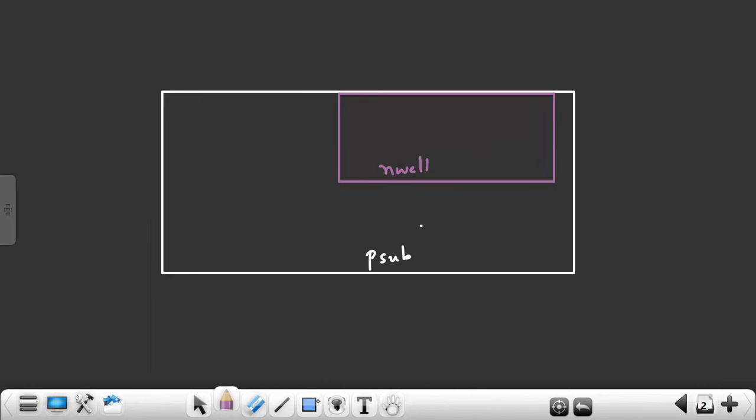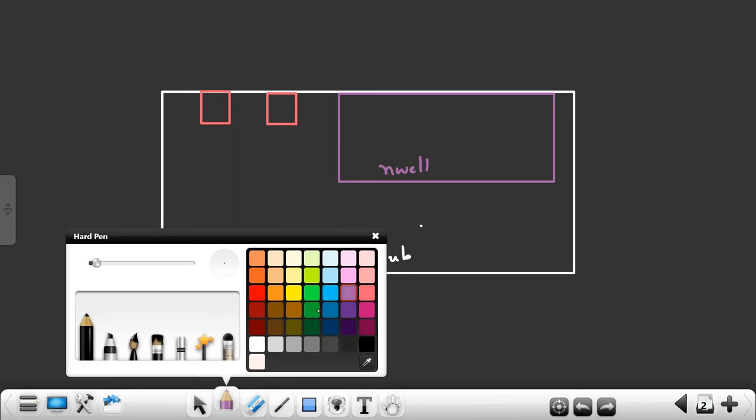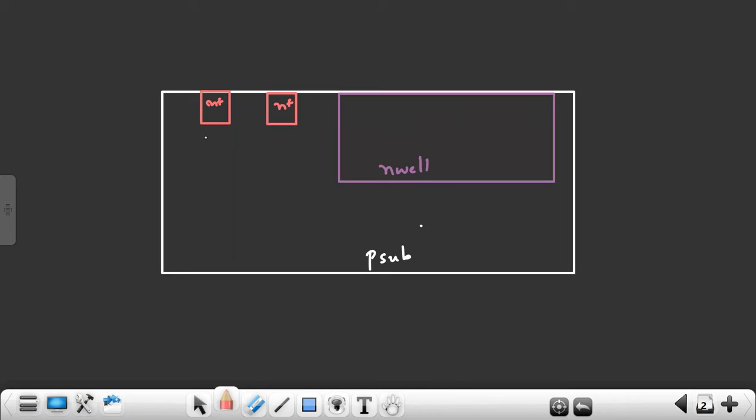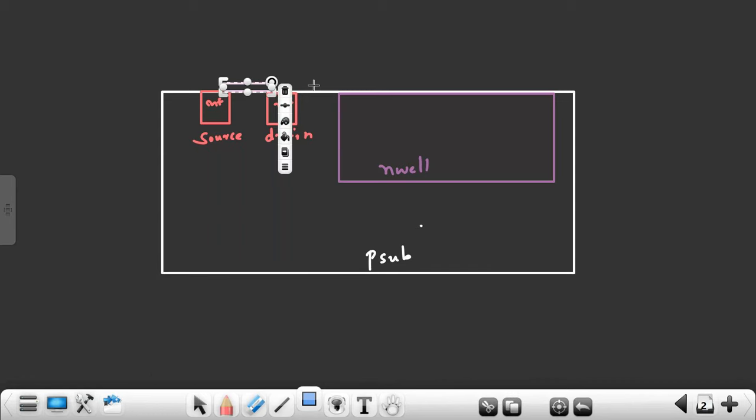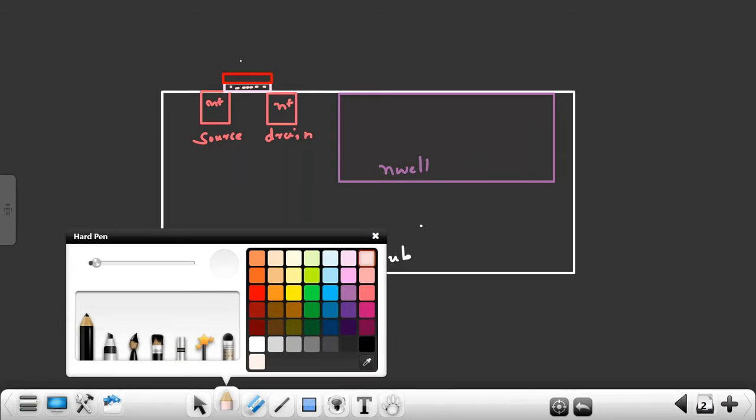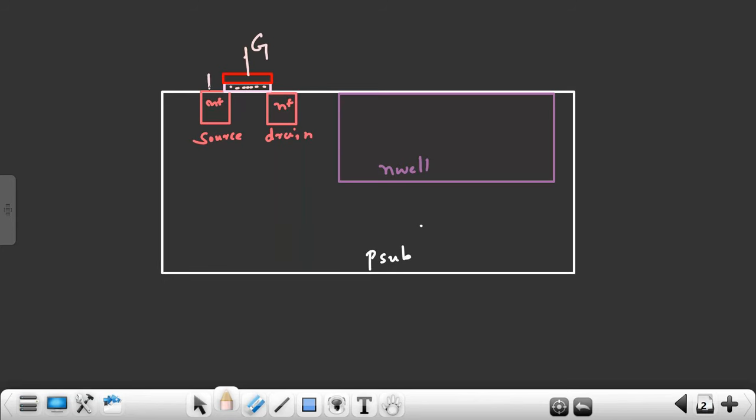Inside the P substrate, you are going to fabricate the NMOS. We use highly doped N plus regions. This is the source, this part is the drain. On top of the source and drain, you have silicon dioxide. On top of the silicon dioxide, we have polysilicon. This polysilicon is going to act as the gate. This is the source, this is the drain. This entire thing is called your NMOS.